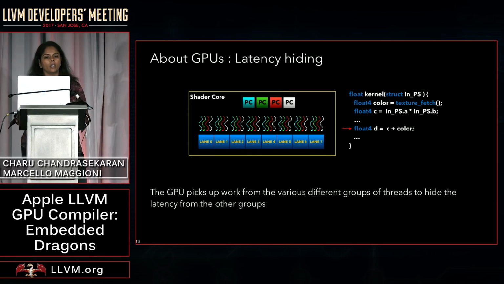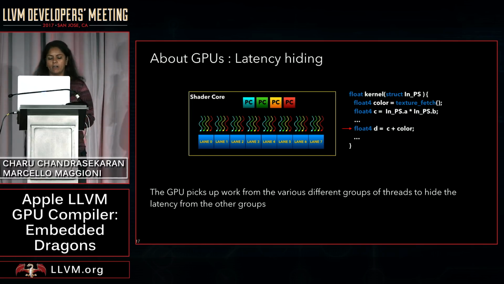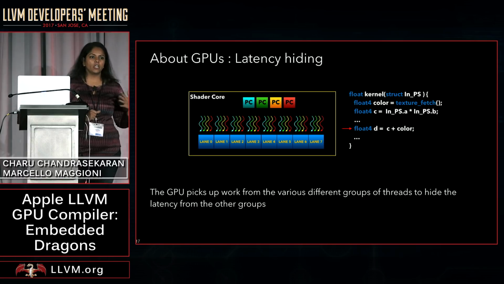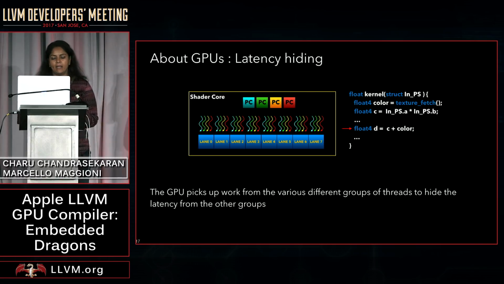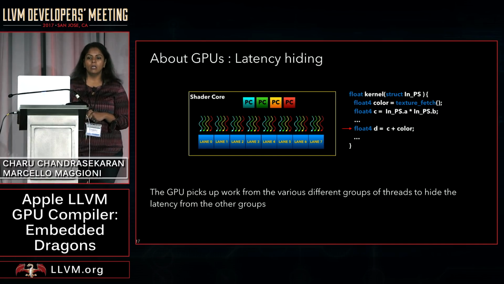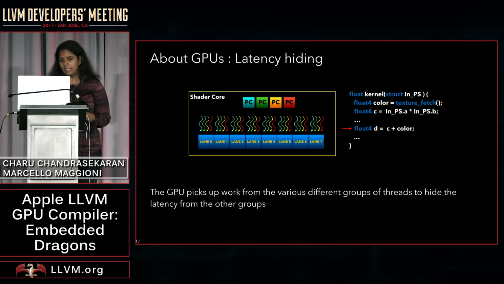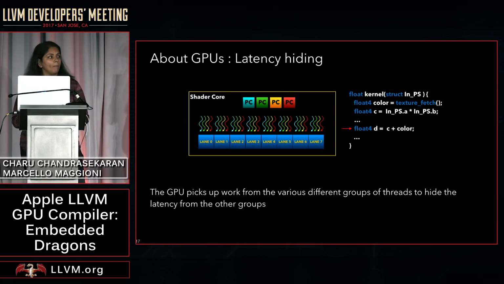When thread 3 is stalled, thread 4 gets scheduled. Finally, when the fourth group of threads gets stalled, they are swapped out. And at this point, the first thread group that was initially swapped out is scheduled back in again. This time around, we hope that the results of the texture fetch are available so that the first threads can continue executing the kernel without having to wait. In this way, the GPU hides latency by swapping between various thread groups.